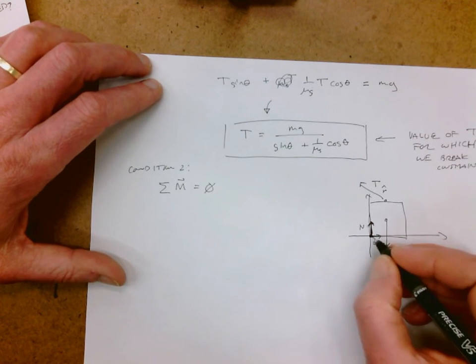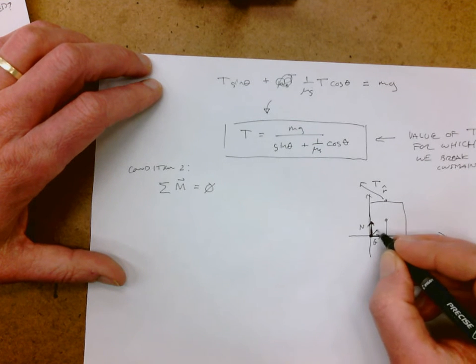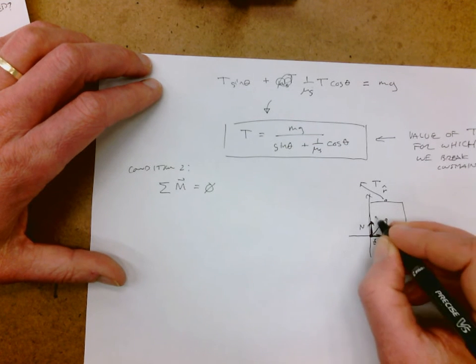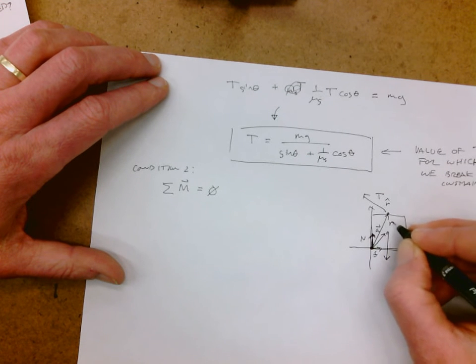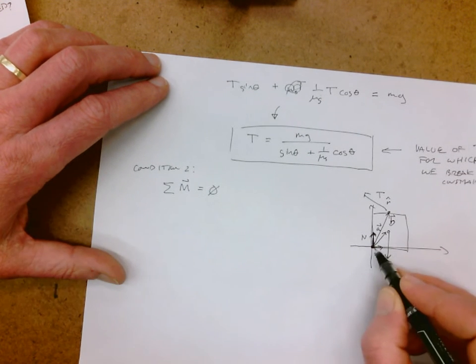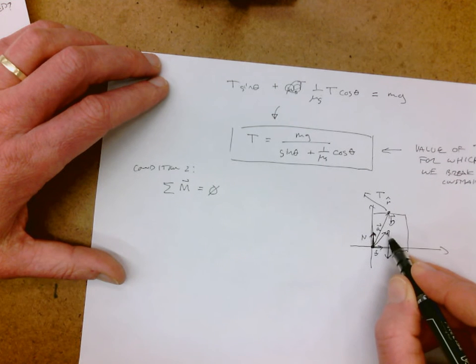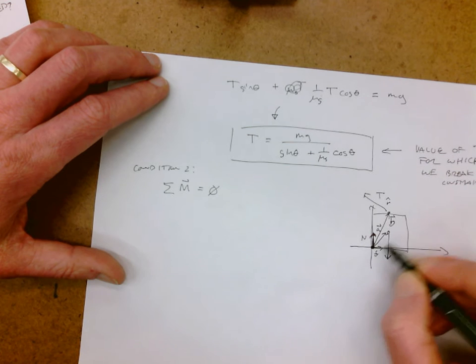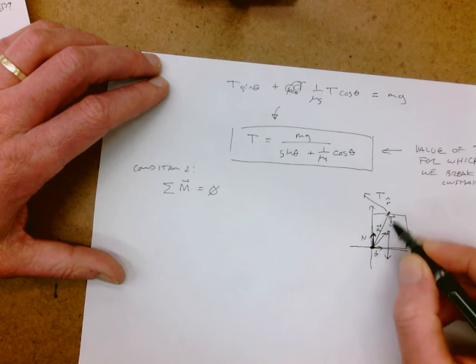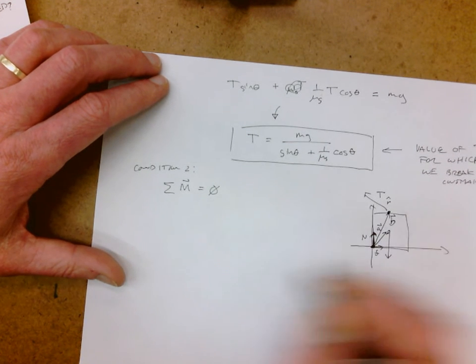So, okay, I've chosen my origin to be there. Let's call this position A vector and this position B vector. A vector goes from the center to where the center of mass is. B goes from the corner to the connection point, right?